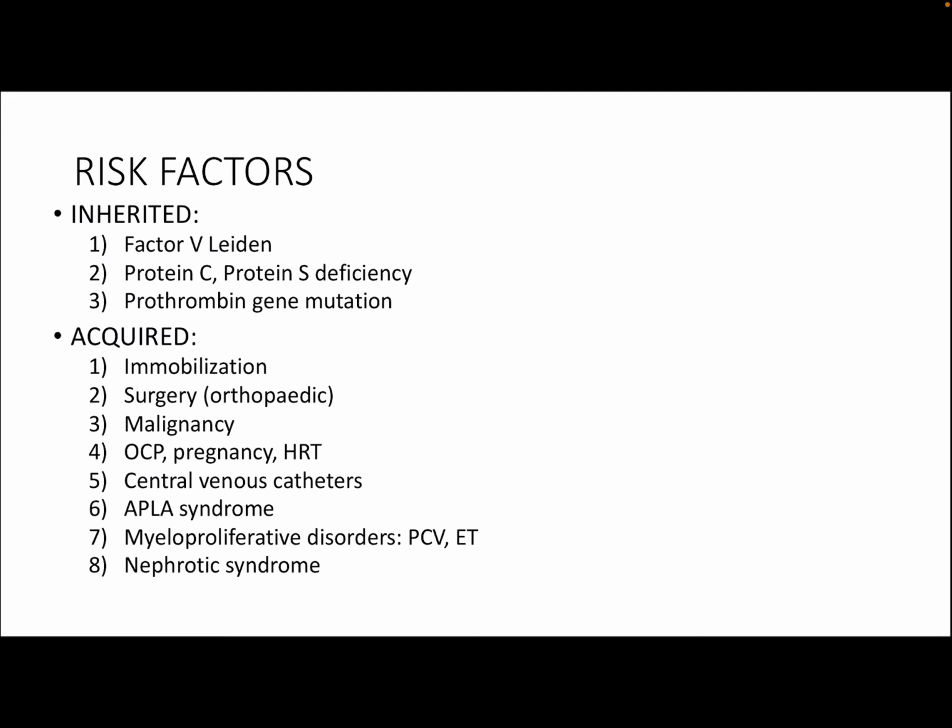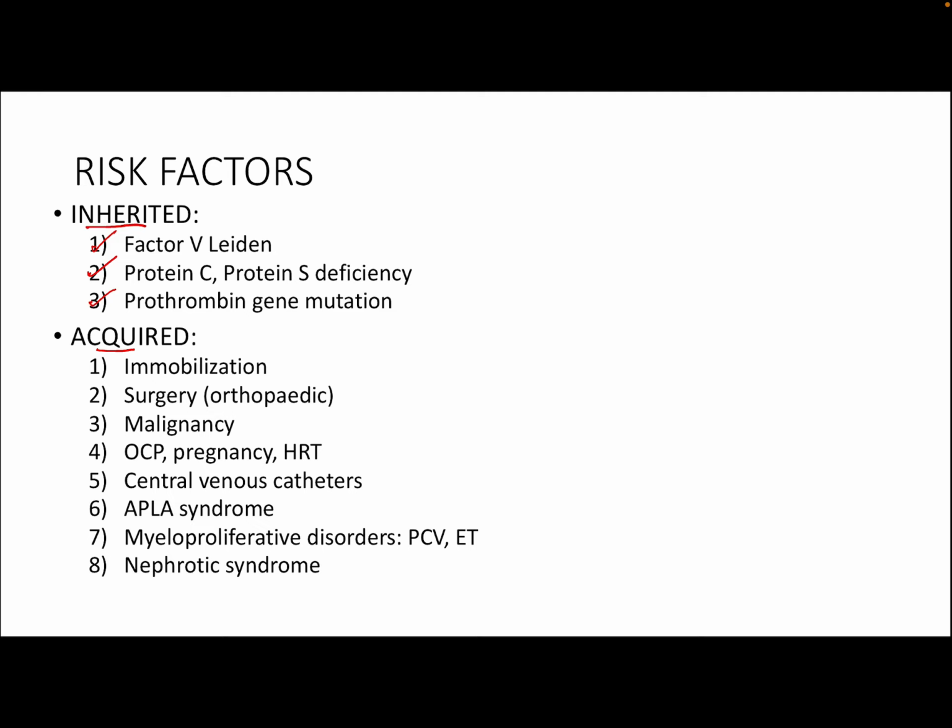Risk factors for DVT can be divided into either inherited or acquired risk factors. Inherited, the most common would be factor V Leiden. In factor V Leiden, the factor V is not able to be broken down by protein C, so that's like a resistance to breaking down by protein C. Then the second is protein C, protein S deficiencies, and third is prothrombin gene mutation.